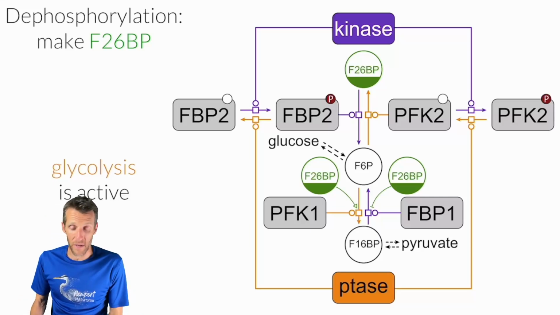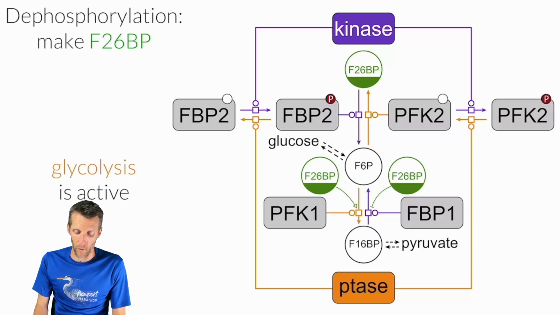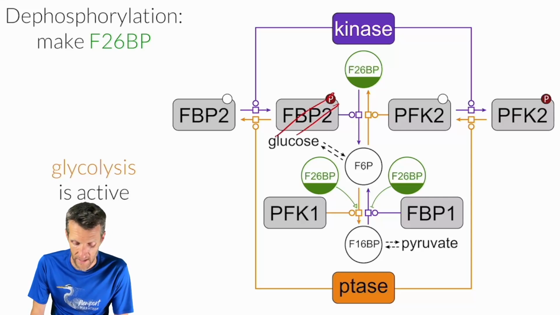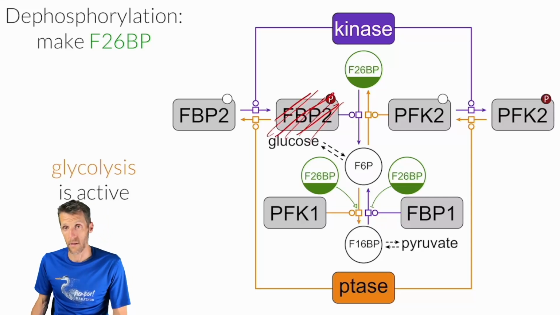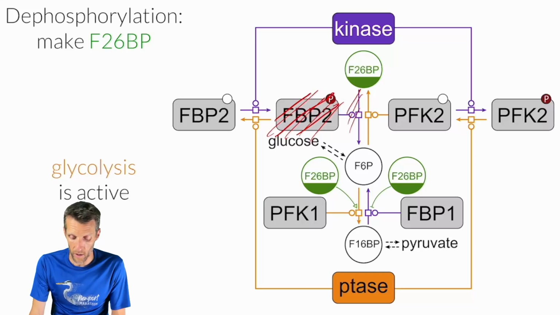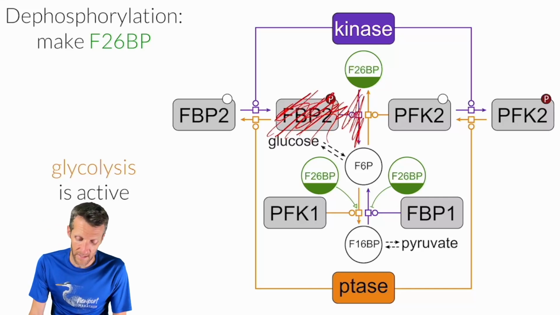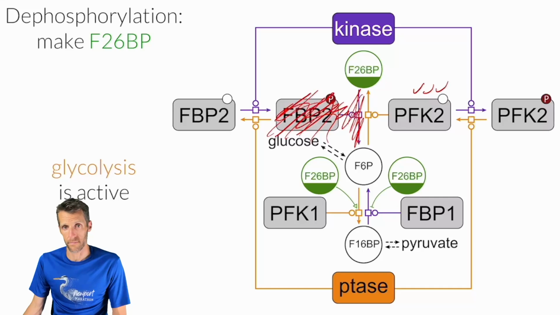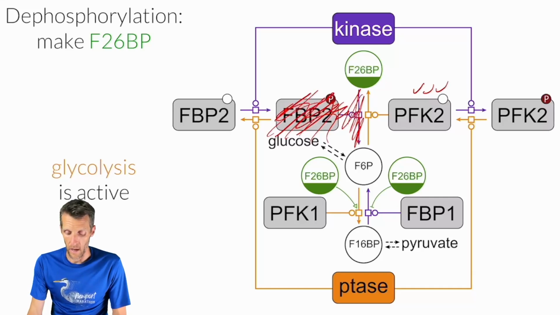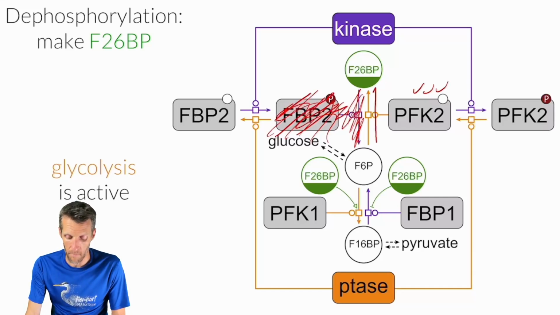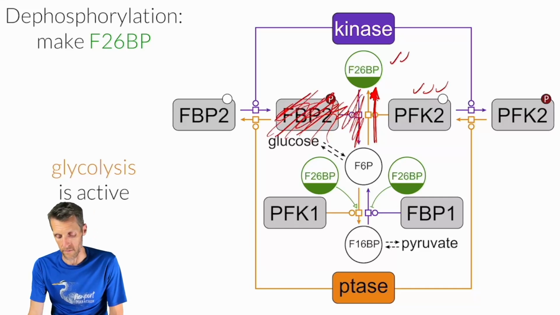All right, here's what happens. So we dephosphorylate FBP2. That makes this inactive, which means we are no longer going to be breaking down F26-bisphosphate. When we dephosphorylate, this is now going to be active, meaning that we are going to start making more. We're going to increase our concentration of F26-bisphosphate.